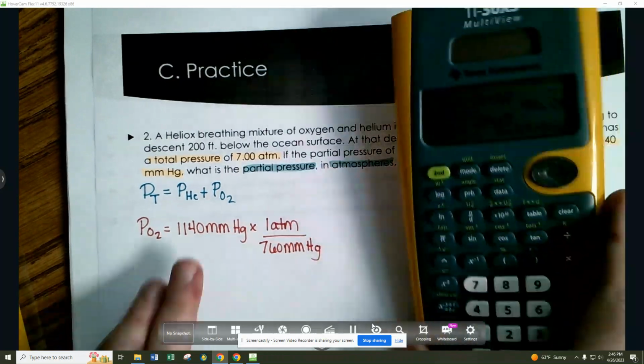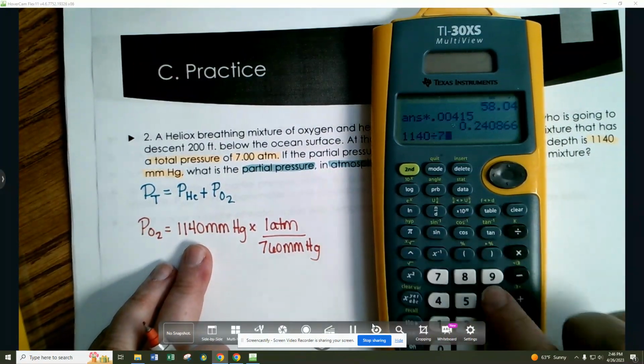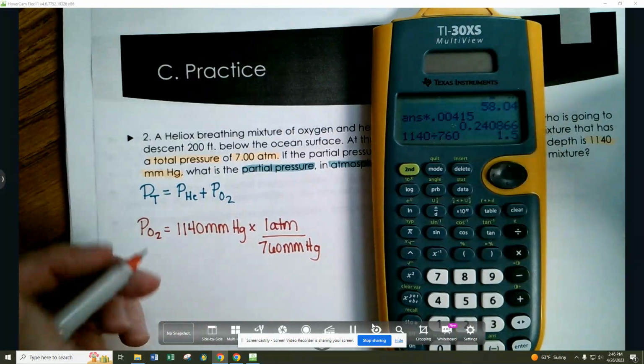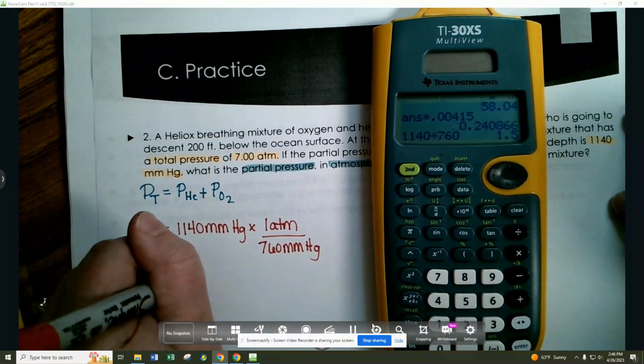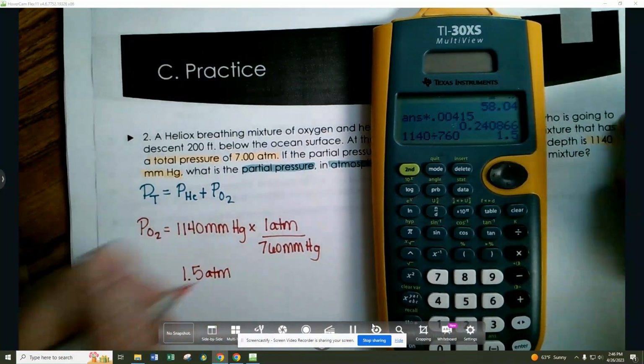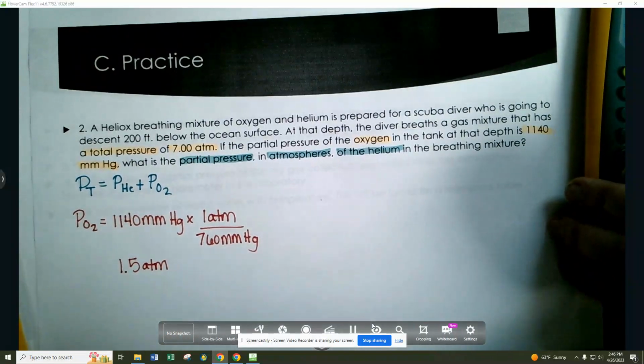Okay, so this has 3 sig figs. We'll keep 3, so 1,140 divided by 760 is going to give us 1.5 atmospheres, which, I guess in hindsight, should make sense. So 1.5 ATM. Okay, so now I'm ready to work on solving for the pressure of the helium.